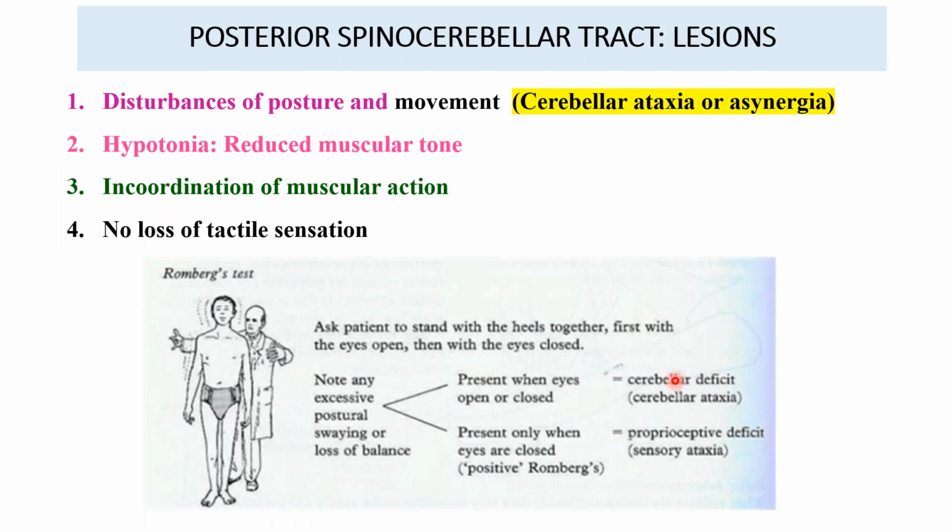Now the lesions of the posterior spinocerebellar tract. The lesion of the posterior spinocerebellar tracts is called cerebellar ataxia because there is disturbance of posture and movement. There could be reduced muscle tone and incoordination of muscle action. This Romberg's test, I've told you, is positive when the patient's eyes are closed and the patient is swaying; this was in sensory ataxia, where the dorsal column was affected. But when the patient's eyes are open and the patient is still swaying, even with open or closed eyes, that means it is cerebellar ataxia.